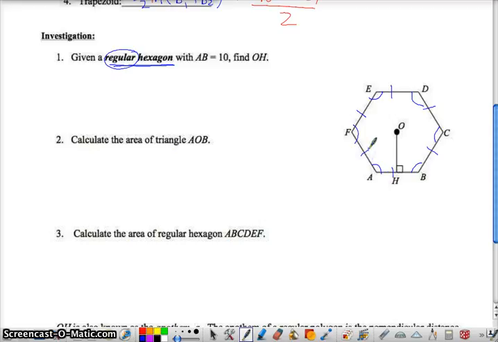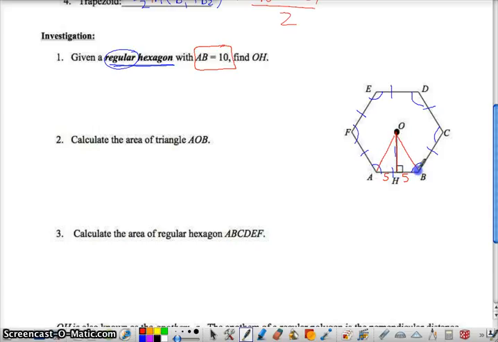So if I'm drawing an altitude here from the center out to this edge, something that's 90 degrees, then I am splitting AB in half when I do that. So this becomes 5 and this becomes 5. How do I know that? Because right here it says that AB is a length of 10. So I need to find the length of OH. Okay, so how would I find the length of OH?